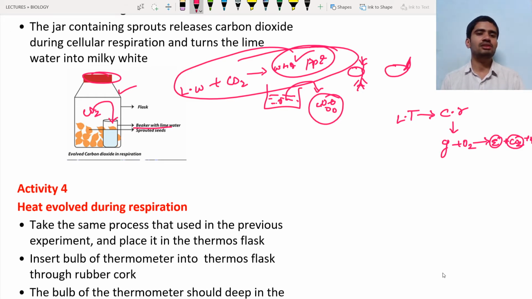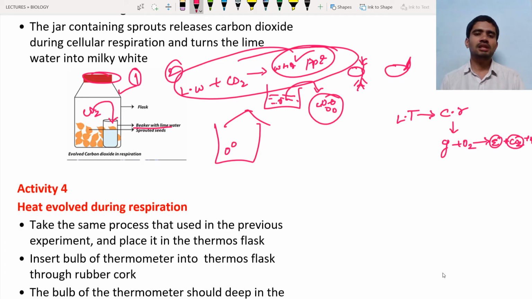Why? Because these living tissues, living seeds, will perform cellular respiration. So this is one set. We have to do another set also. In the other set, we take the same beaker and put dry seeds, without any germinating seeds.